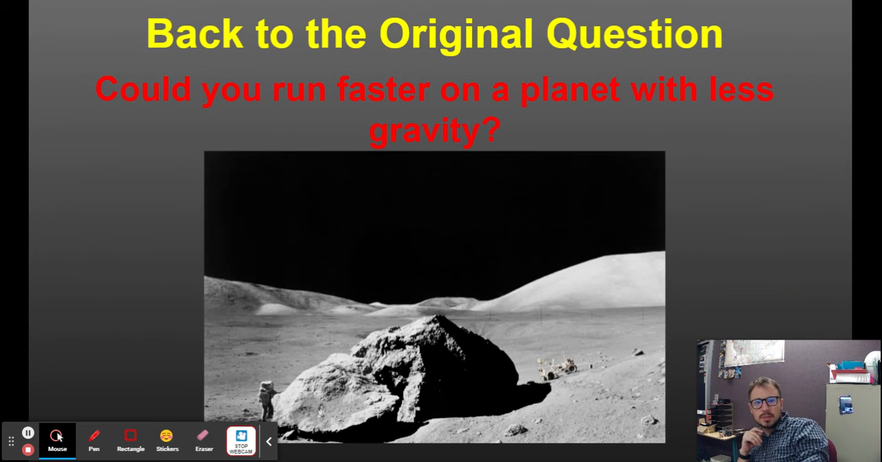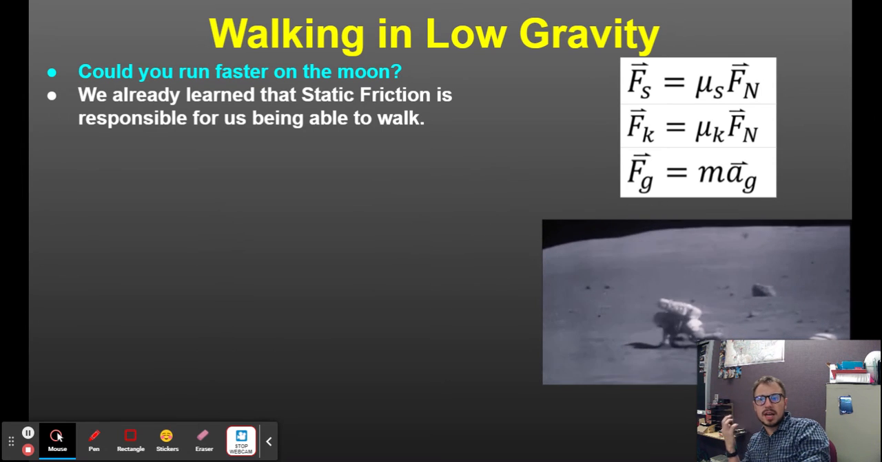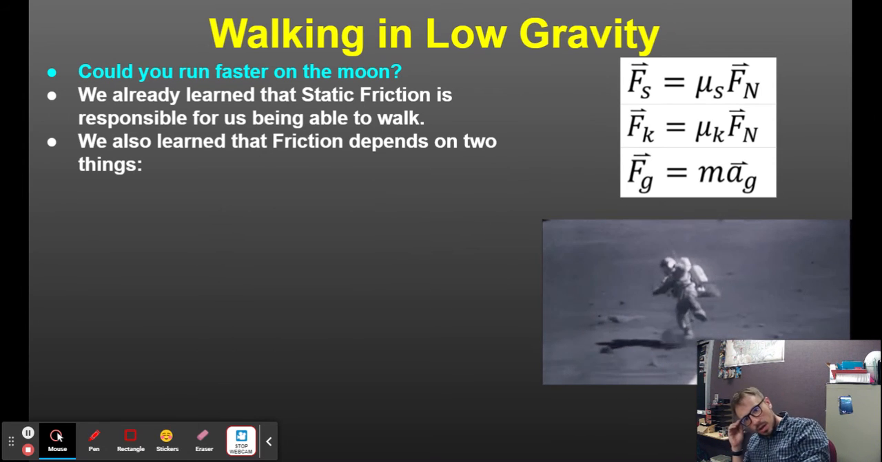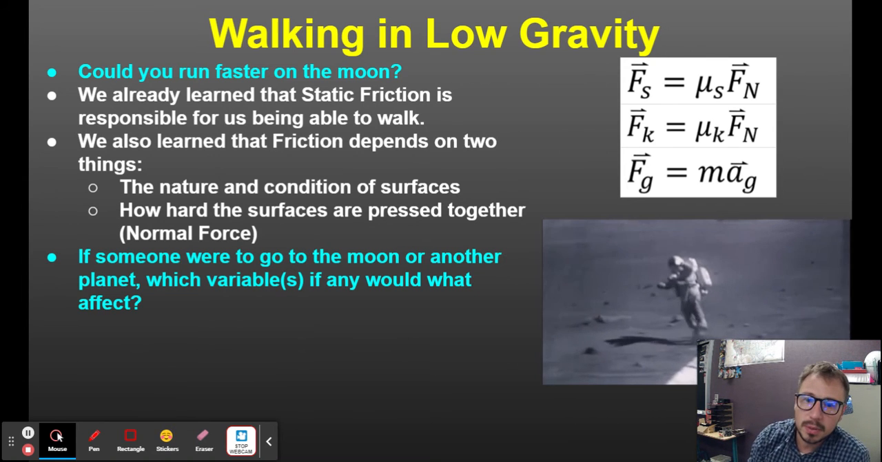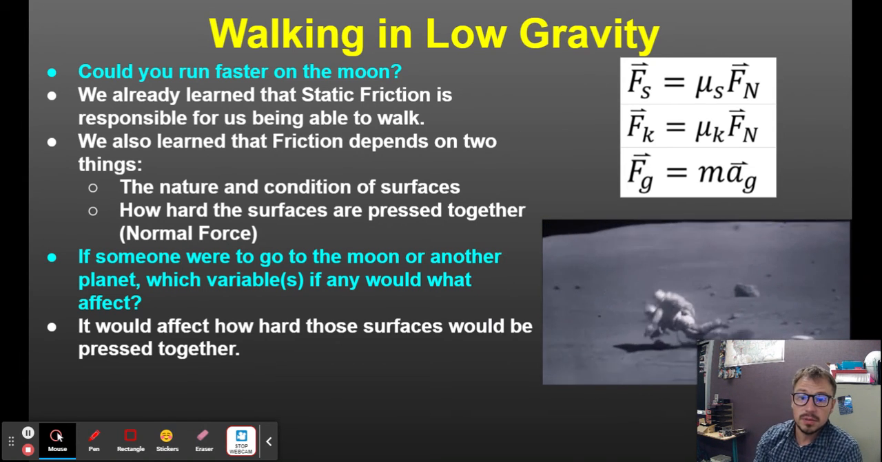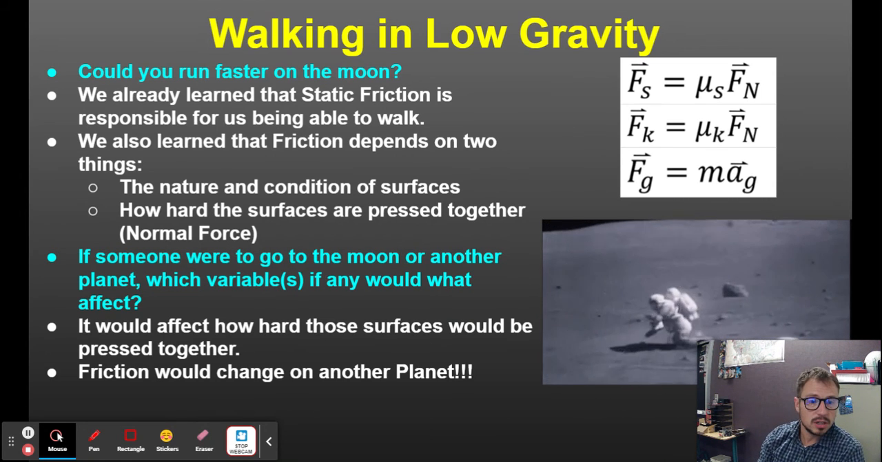So could you run faster on a planet with less gravity? Well, could you run faster on the moon? We've already learned that static friction is responsible for being able to walk. We learned that friction depends on two things. If someone were to walk on the moon or another planet, which variable would that affect? It would affect how hard those surfaces would be pressed together. So friction would change on another planet.